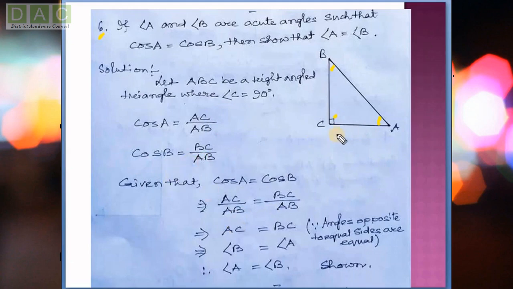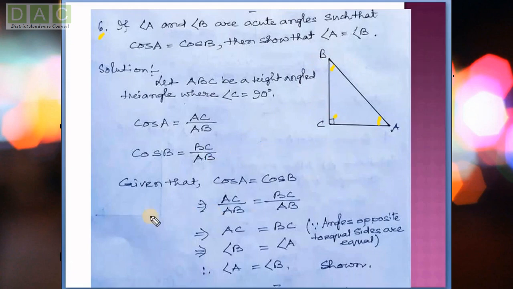Now cos B is there. Cos B's adjacent side is BC, and the hypotenuse is AB. The hypotenuse is constant, it does not change. But now when you write cos B, automatically the angle is changed. Now the adjacent side of angle B is BC, and the hypotenuse is AB. I think it is clear.